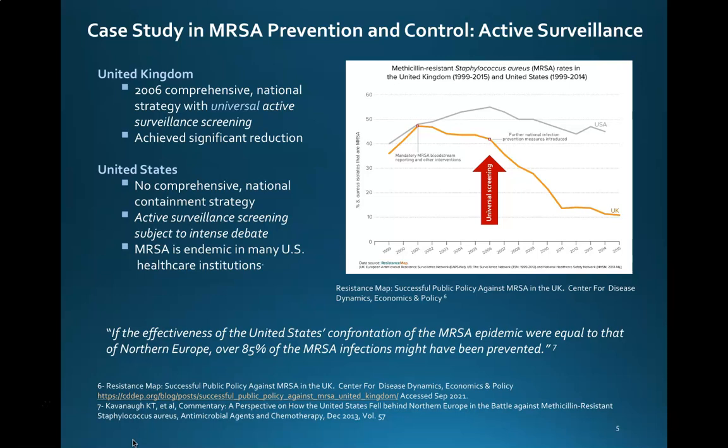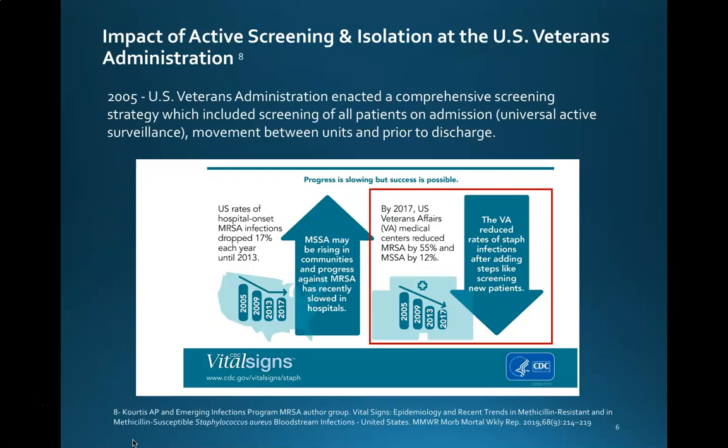And a rather prominent patient safety advocate stated that if the effectiveness of the United States confrontation of the MRSA epidemic were equal to that of Northern Europe, over 85% of the MRSA infections might have been prevented. So that's a tremendous comment in terms of the clinical and economic consequences when we don't control these organisms.